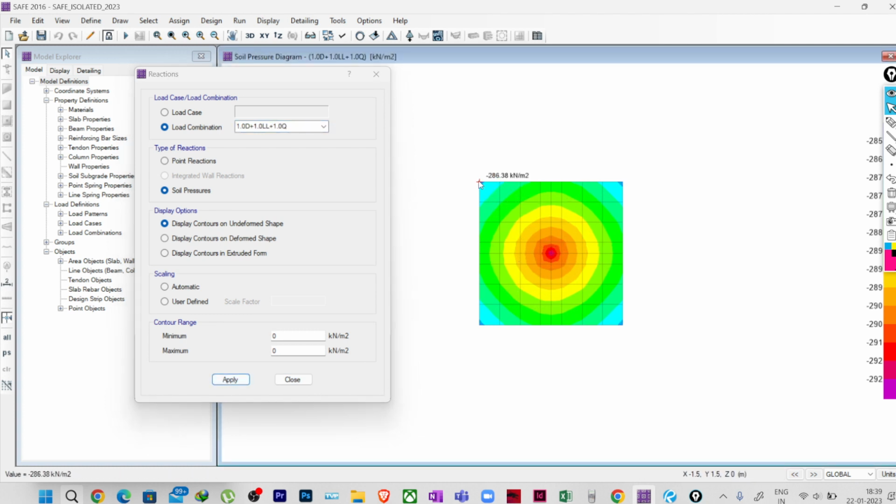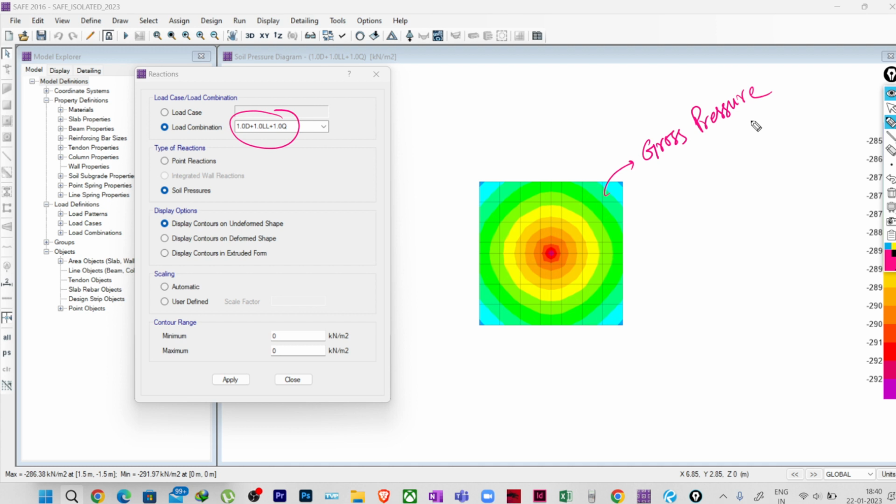So here you can see it is clear under this pressure. So we are getting a gross pressure. You can see this Q load is nothing but the soil load that we have applied, the overburden load we have applied. So considering adding this Q load, whatever pressure we are getting, this is my gross pressure. So this is the reaction that we are getting. This is the gross pressure.